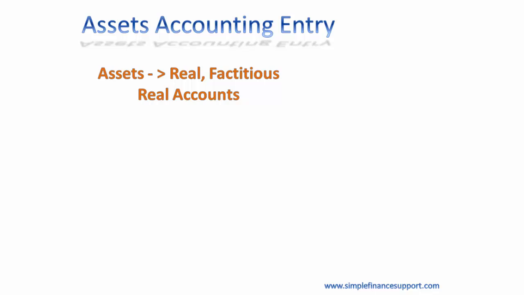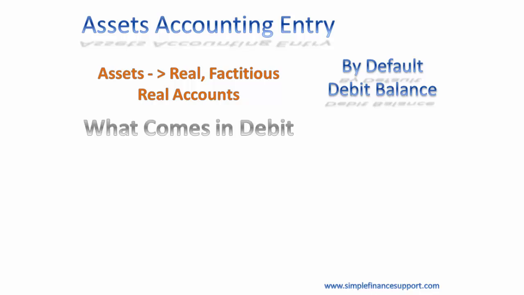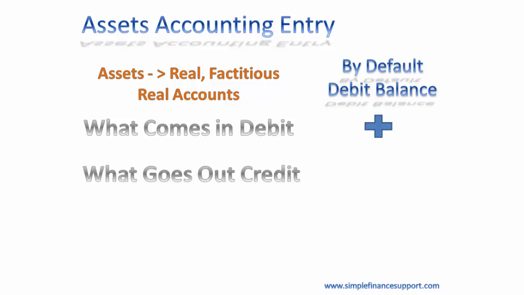So let's look at the accounting entry for assets, the real accounts. The real accounts may be real physical assets, or they may be fictitious assets. By default, all the real accounts have a debit balance. You expect that when there is an asset, there is a value. That is the reason by default it's a debit balance. So what comes in is treated as a debit, which adds balance to your asset, so that increases. Sometimes you are selling, maybe, so what goes out is a credit, which is a reduction of your asset value.